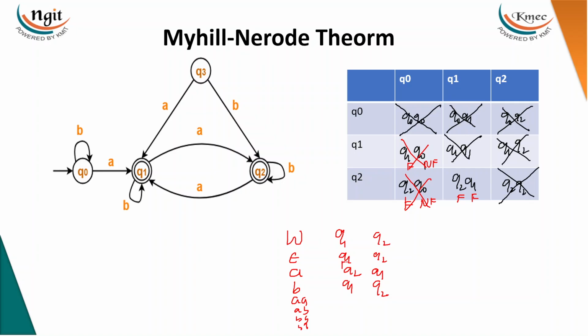Whenever you get a combination of final and non-final, or non-final and final, you can conclude and say that Q1 and Q2 are not equal. But if you do it, either you'll get two finals or two non-finals.